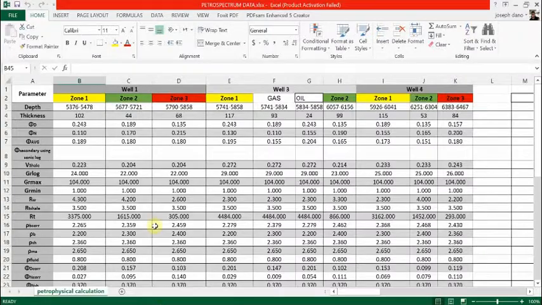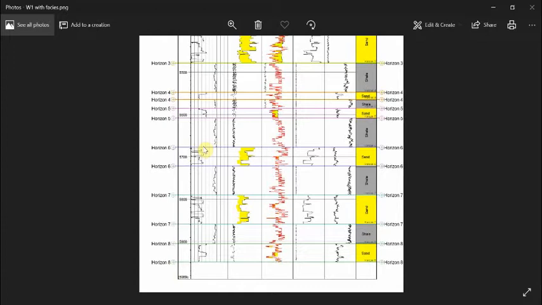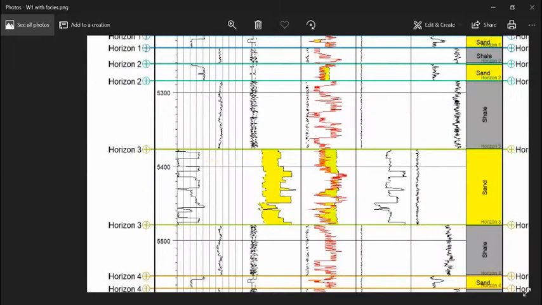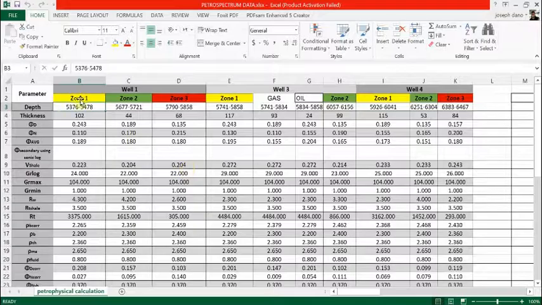Okay, so we make an Excel sheet with well 1, with zone 1, zone 2, and zone 3. And we do the same for the rest of the wells with well 3 and well 4. Okay, so we record the depth of our caisson. So it's from 5,300 until 5,400, which is this one, and then we record the thickness of that, which is like 102 feet.